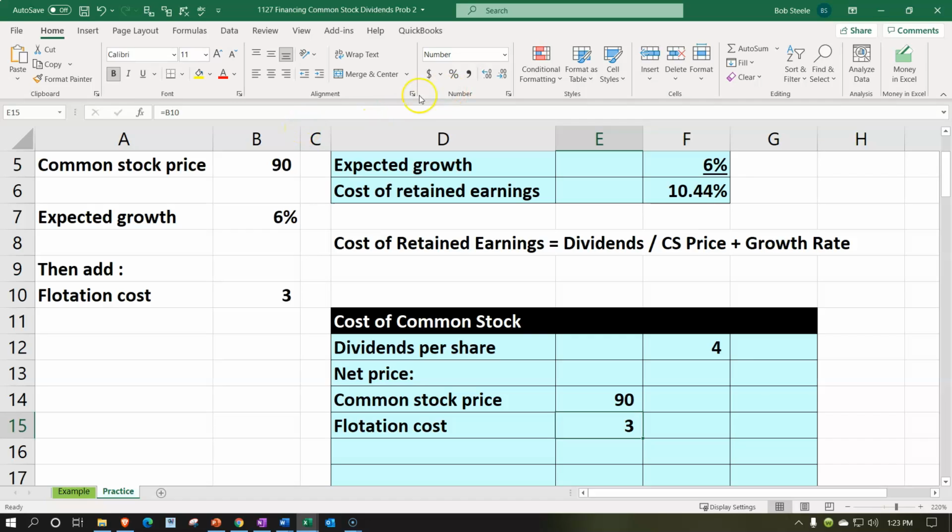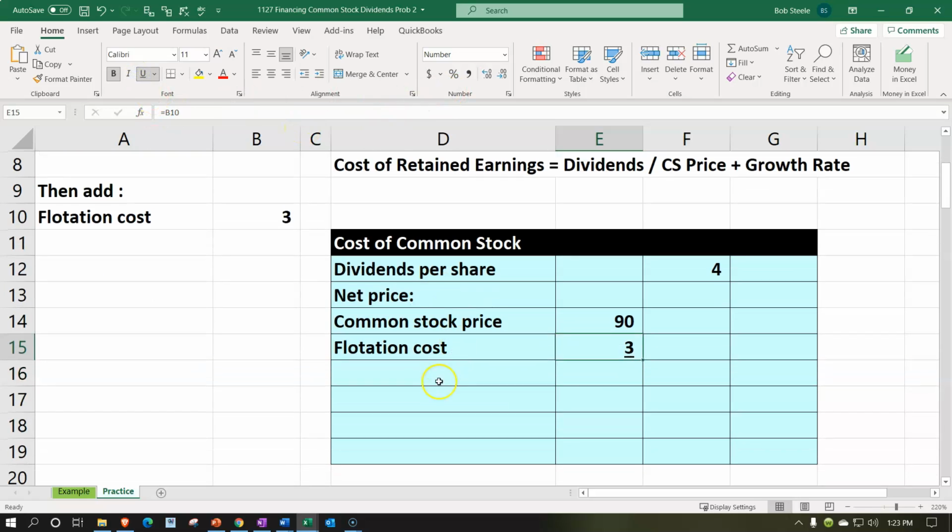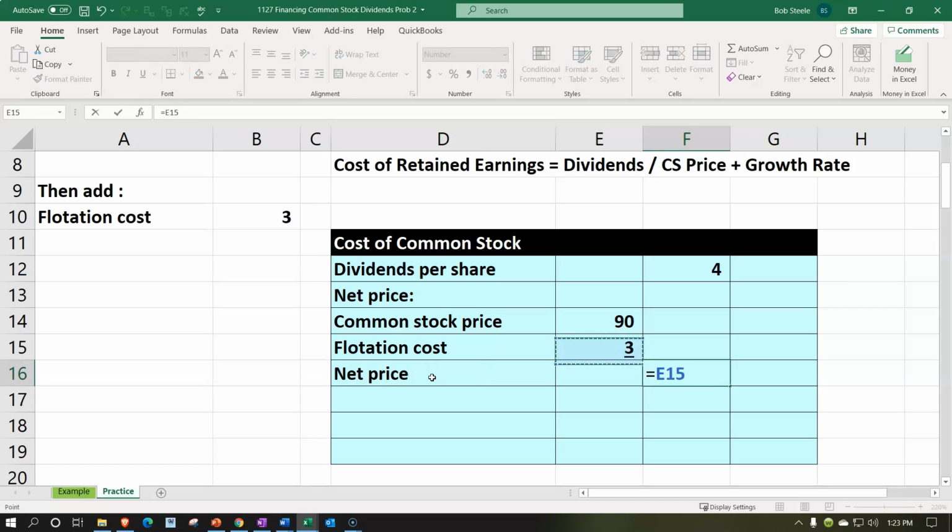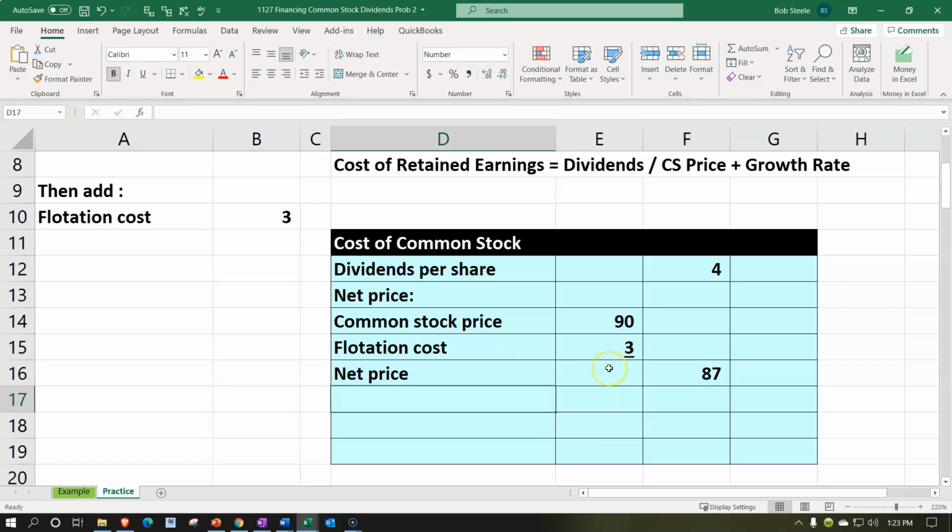So we're going to go to the font group, underline, and subtract those out. And that's going to give us the net price, the 90 minus the 3. So now we're going to get the 87 after that one-time floating cost. Then we're going to go to the font group and underline that. And let's do some indentations here. Go into the alignment, indent, net price. Let's indent, alignment, indent that again. Looks way nicer that way.